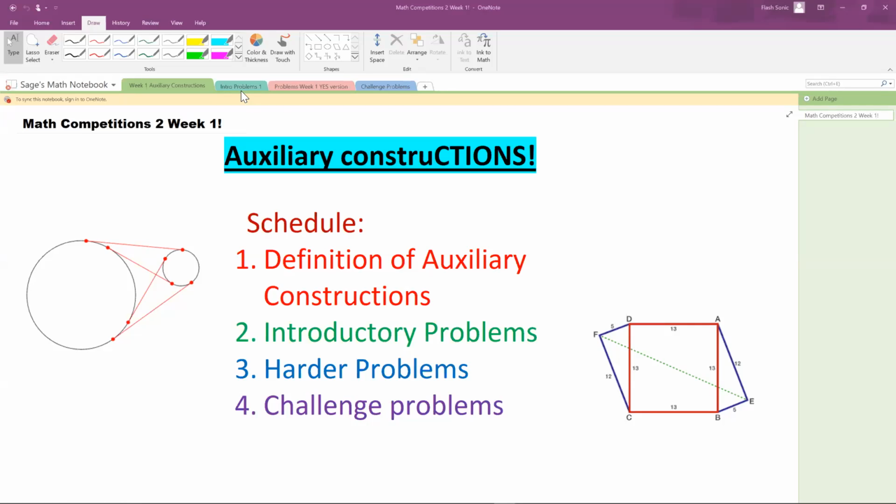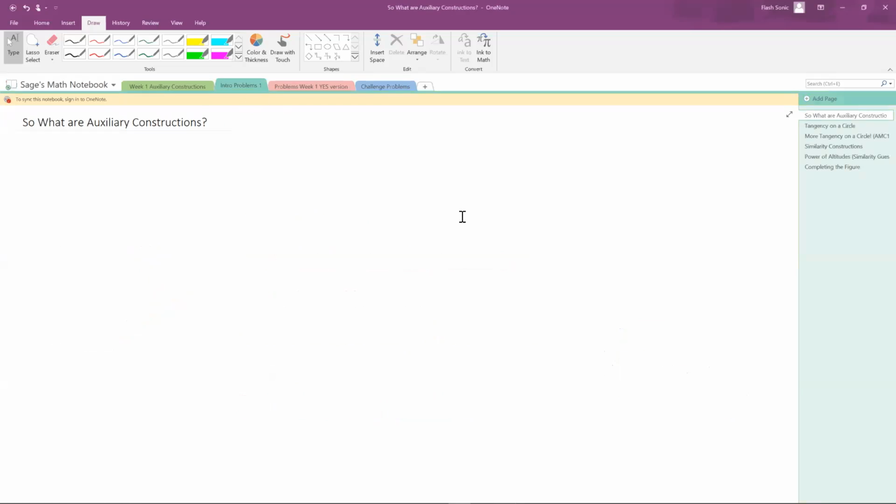So without further ado, let's get into the definition of auxiliary constructions. The first question is, what are auxiliary constructions? Even though the word might sound kind of long and big, it's not really, because they're basically just something you can create to make the problem easier. For example, an auxiliary construction might be to draw in a helpful circle. If we have a cyclic quadrilateral, which I believe Andy taught a bit ago, then if you draw in the circle, sometimes it'll help.